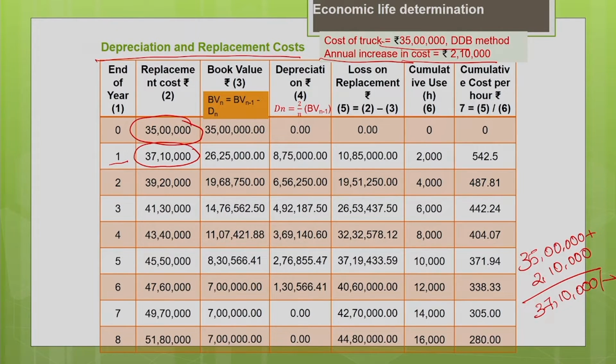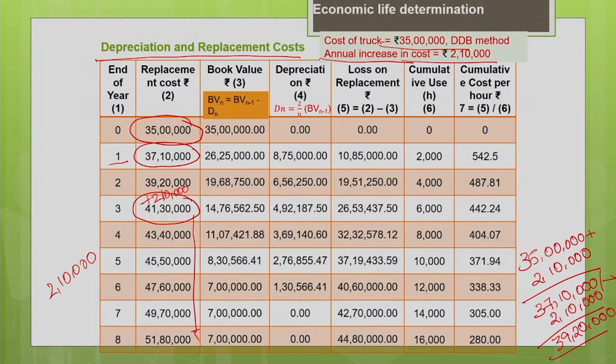Similarly, at the end of the second year, if you would like to replace, the cost will be 39,20,000. Every year the cost increases by 2,10,000. At the end of the third year, you increase further by 2,10,000, so your cost will be 41,30,000. Like that, every year the cost increases by 2,10,000 due to inflation. You have to take this into account when you do the replacement analysis.